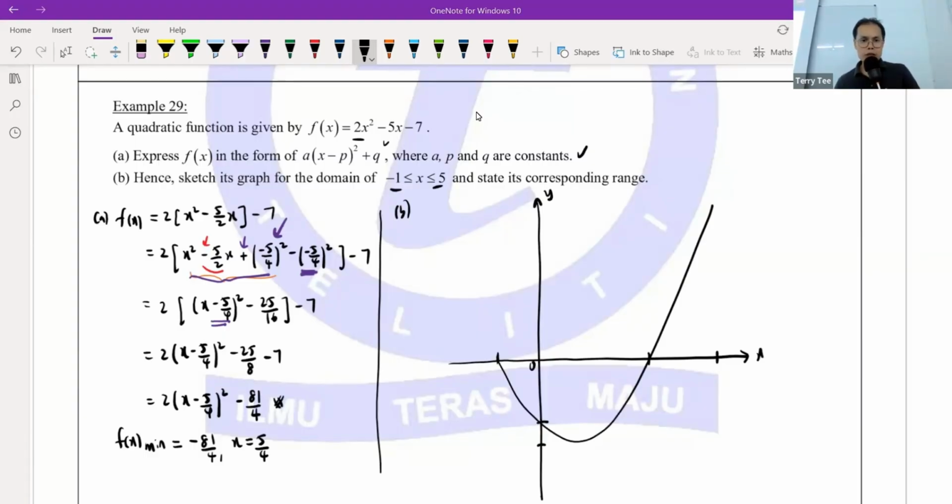Did I write only 81 over 8? Okay, sorry, I wrote this wrongly. 81 over 8. Thank you, Benjamin. Sorry, I made a mistake here. 81 over 8, right? So this negative 81 over 8 is my minimum, and my corresponding x value is 5 over 4. Sorry, it's a bit ugly.